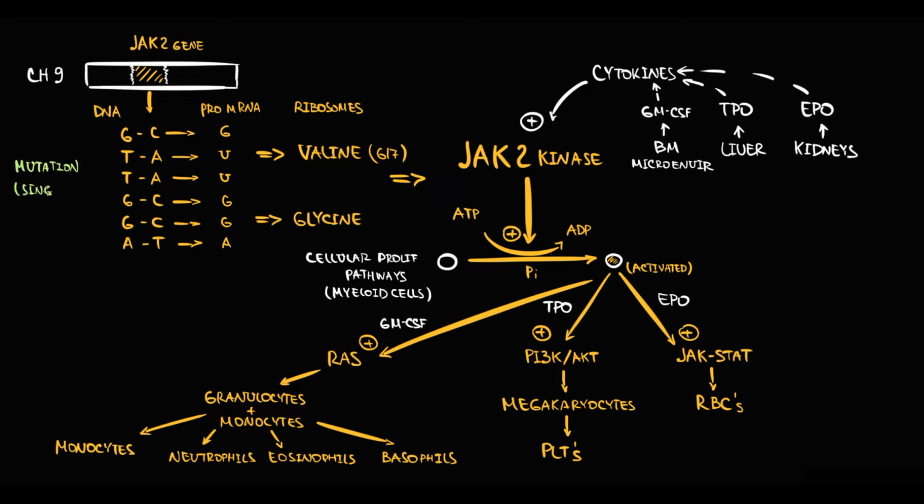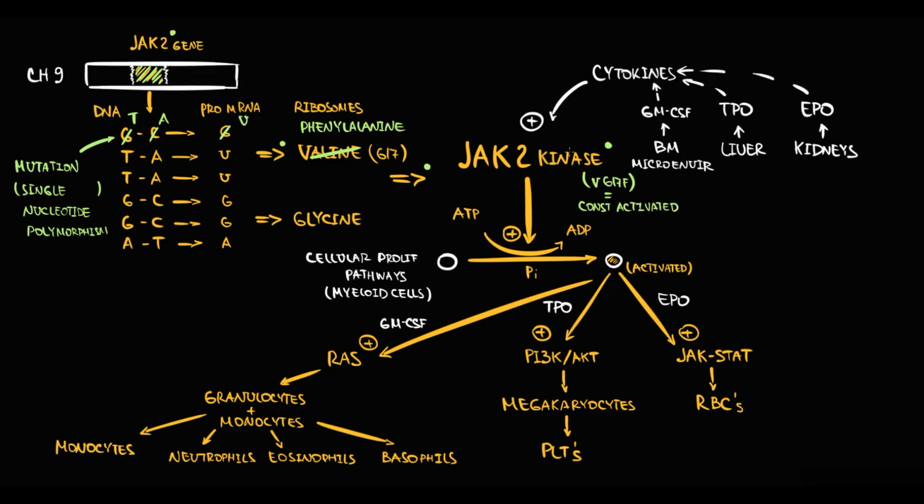But if a mutation causes substitution of valine with phenylalanine at position 617 of JAK2 kinase, now JAK2 kinase becomes constantly activated. So this regulation by cytokines is gone, and this mutation causes disproportional activation of intracellular pathways that results in a mild increase in granulocytes and monocytes, moderate increase in platelets, and severe increase in red blood cells. With increase in red blood cells, hemoglobin concentration and hematocrit will also proportionately increase, and erythropoietin concentration will proportionately decrease.